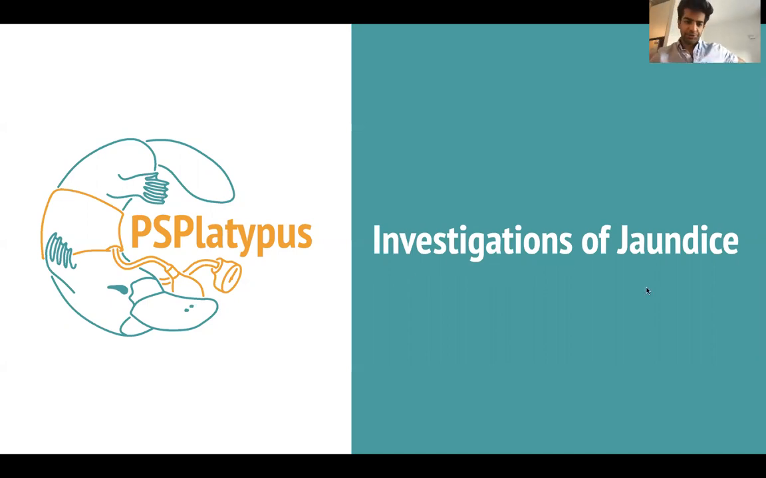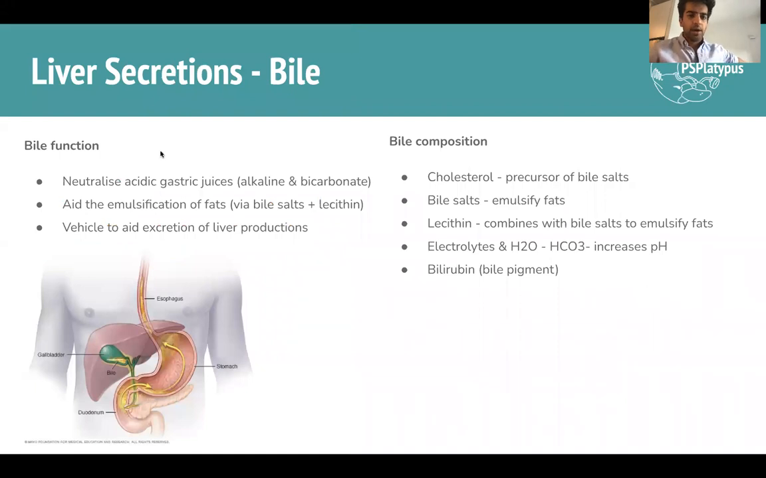Today will be investigations of jaundice. Quick review on secretions of the liver. So the liver creates and secretes bile through the gallbladder and the bile duct. What is the function of bile?